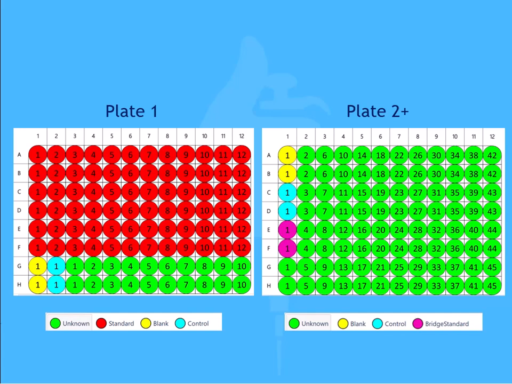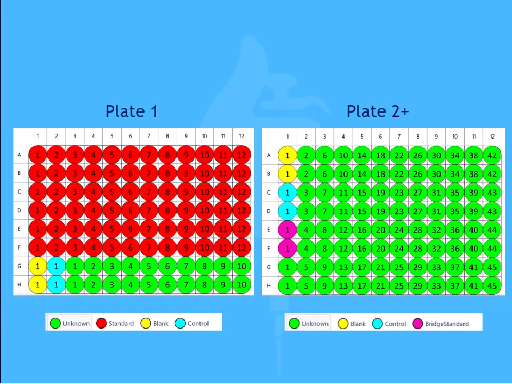A typical plate setup might look like this. The first plate contains the full standard curve. This could have a different number of standard samples and replicates depending on the assay design. These standards are used to fit the 4PL model. The first plate can also contain a blank sample, unknown samples, and a QC sample. On each later plate, the layout will include, at a minimum, a blank sample, bridge standard, QC sample, and unknowns.